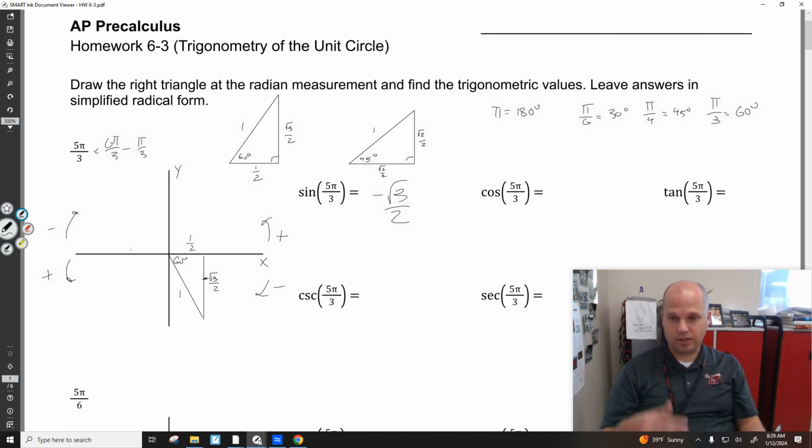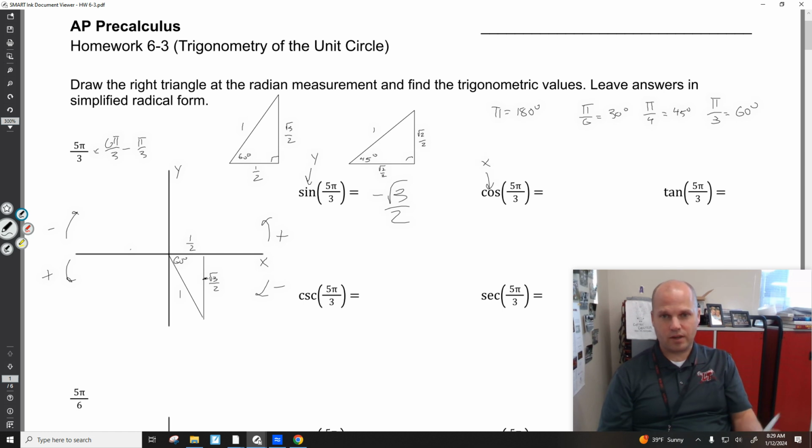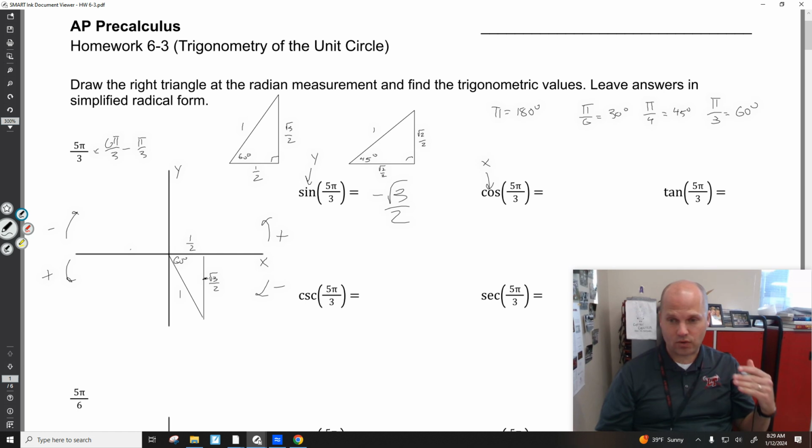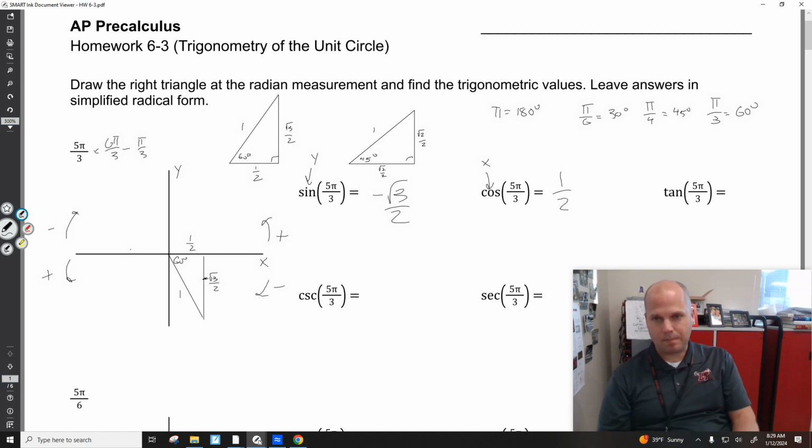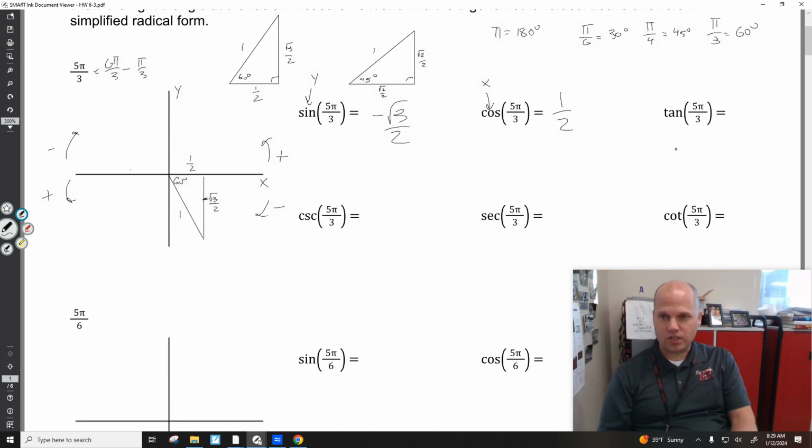Cosine is the adjacent. It always ends up being the x in your reference triangle. The sine always ends up being the y distance or the y length. Cosine always ends up being the x. It's x over r or y over r, but r is 1. So cosine is that positive 1/2. Tangent, opposite over adjacent, y over x. We should have done this enough to be able to do it maybe in our heads. And we just get negative root 3.